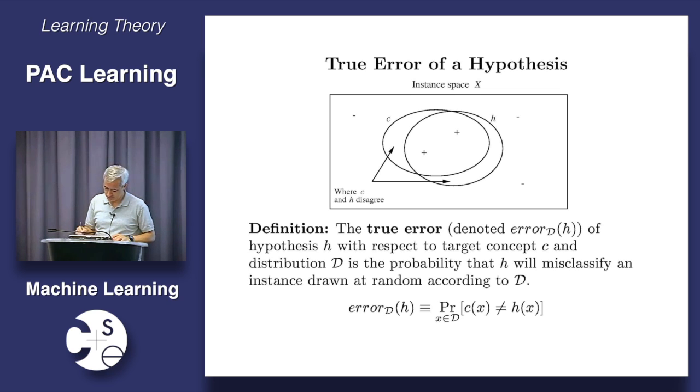So here's the definition. The true error of the hypothesis, error sub curly D, is the probability over all the instances drawn from D that the true class is different from the predicted value from H. Notice this is an expectation computed according to the probability distribution over the instance space. Everybody with me? Very good.